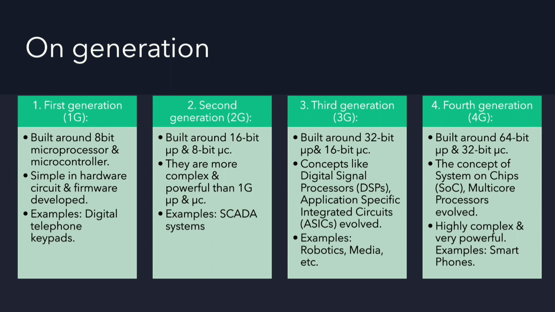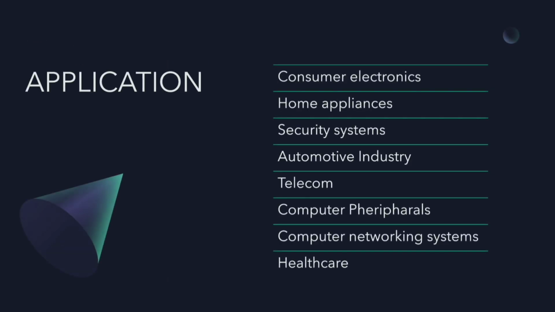The fourth generation is the embedded systems that we use today. They are built around a 64-bit microprocessor and a 32-bit microcontroller. The concepts of system on chips or SoC and multi-core processors evolved. Highly complex and very powerful. The examples are smartphones, fitness bands, etc.